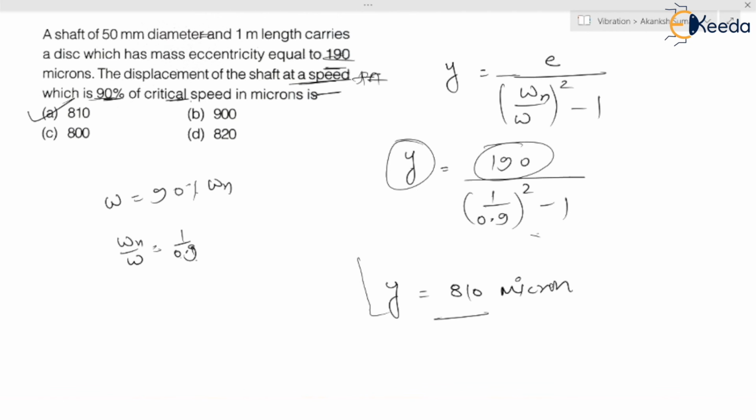So this was the solution of that question. I hope you will not have any doubts here. This was a numerical type question. We have done 32 questions on the whirling of the shaft as well as the critical speed of the shaft. So thank you.